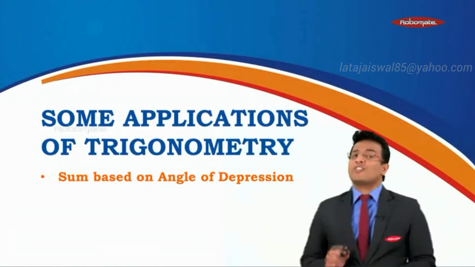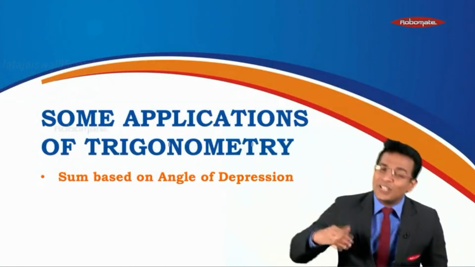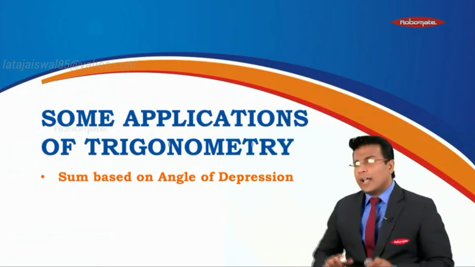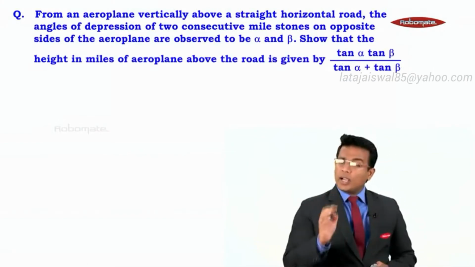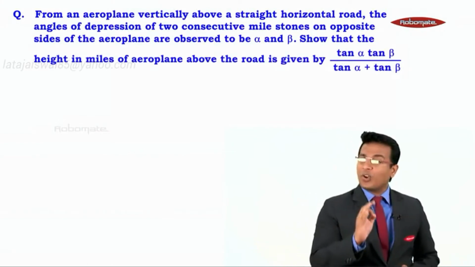In this module from the chapter, some application of trigonometry, let's do a sum based on angle of depression. And it's going to be a beautiful sum, a very interesting one. Let's see the sum. It says from an aeroplane vertically above a straight horizontal road.